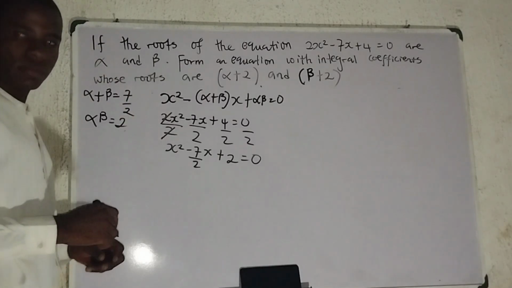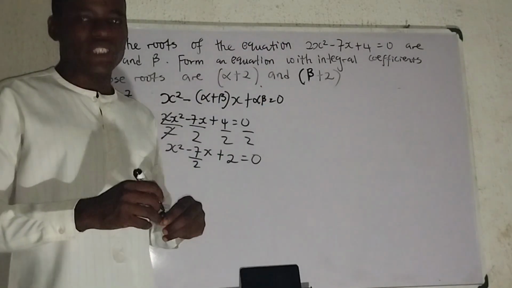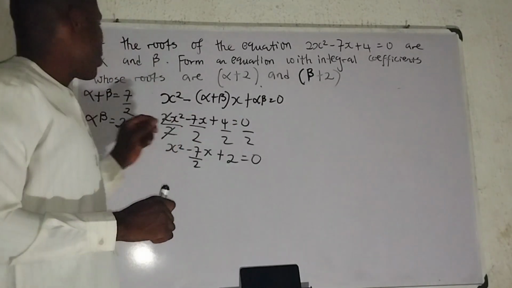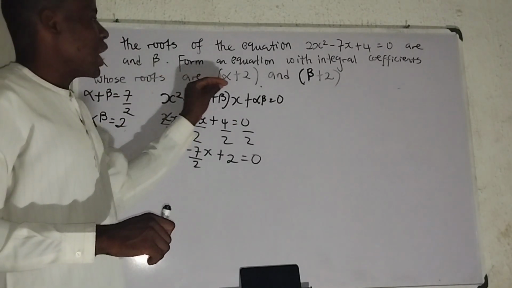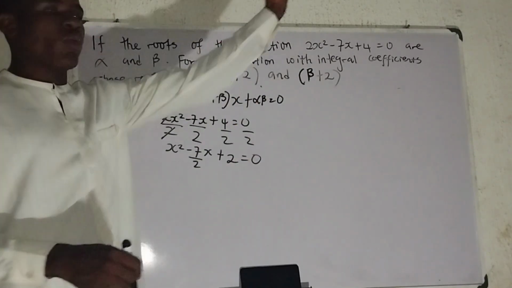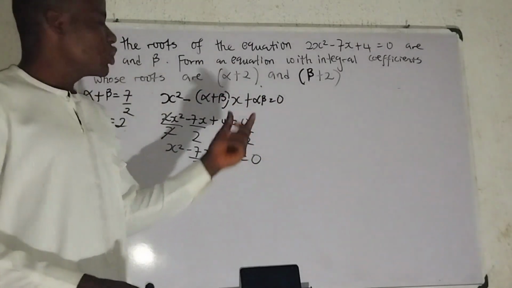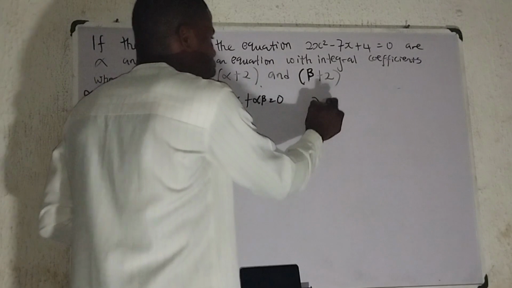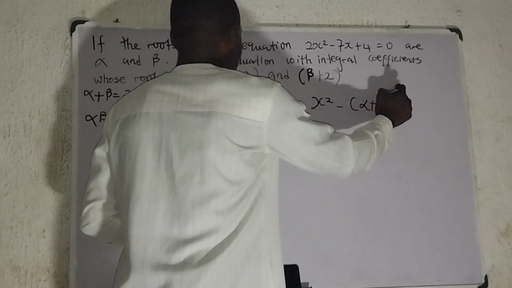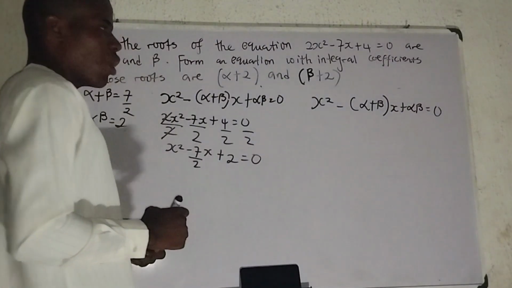Now they ask us to form another equation with integral coefficients, meaning the coefficients are meant to be integers, whose roots are alpha plus 2 and beta plus 2. That quadratic equation we are going to form will also be in this order: x squared minus (sum of roots) x plus (product of roots), equal to 0. I hope it makes sense.